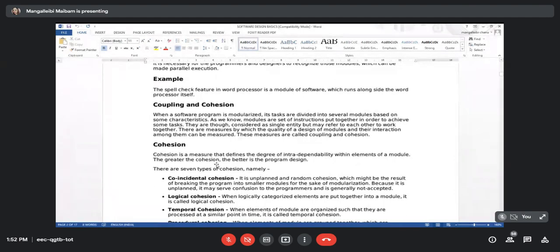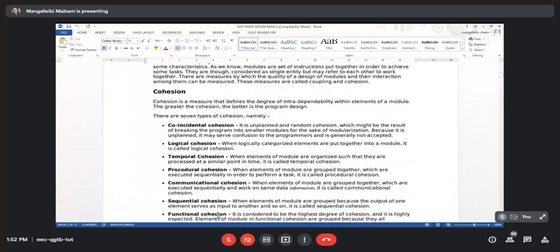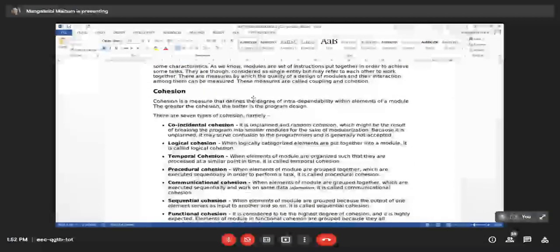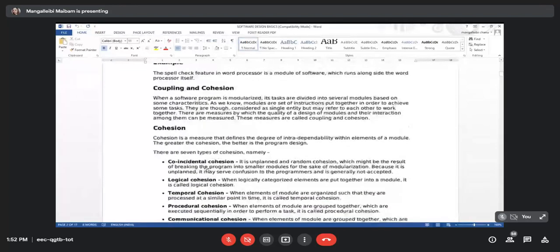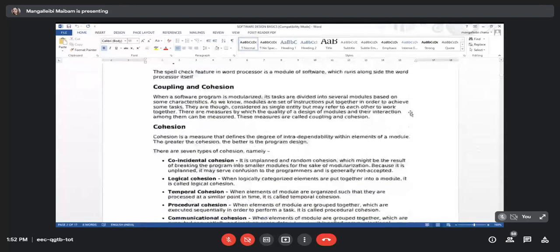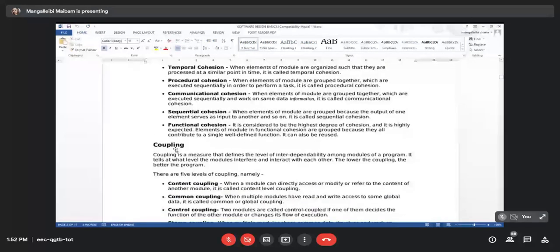You can see here we have 7 types of cohesion: coincidental, logical, temporal. These are not much important. We are not going through the whole of this, but for your understanding, you can just go through the notes. What is cohesion? You need to understand what cohesion is. That's all. Cohesion is a measure that defines the degree of interdependability within elements of a module.